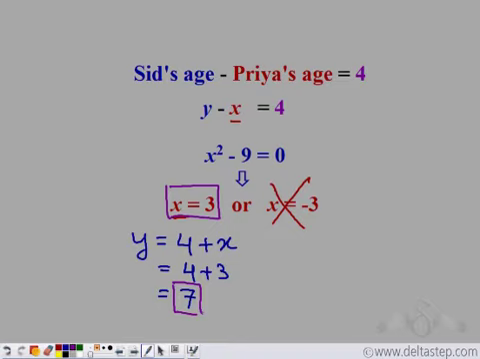So this is the solution to our puzzle, and we have derived it by using a quadratic equation. So a quadratic equation is an equation in which the highest power of the variable is 2.